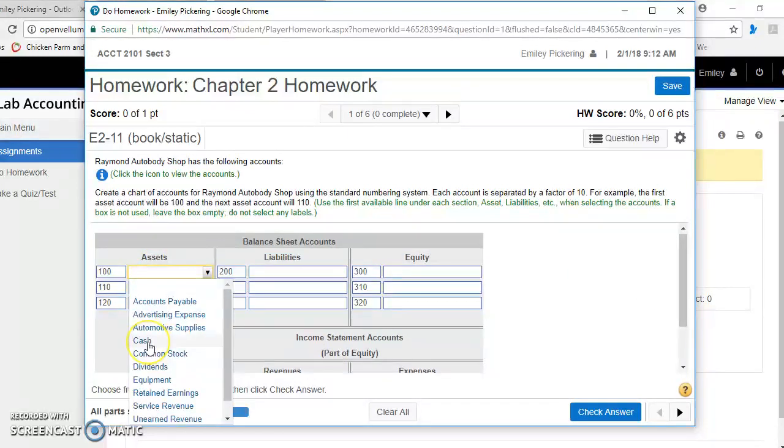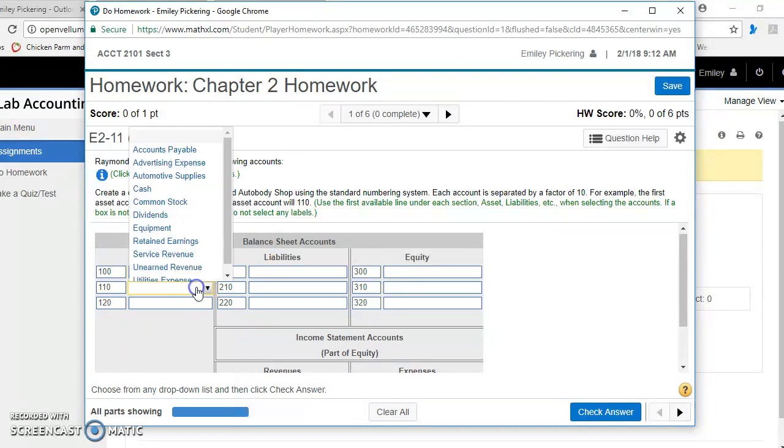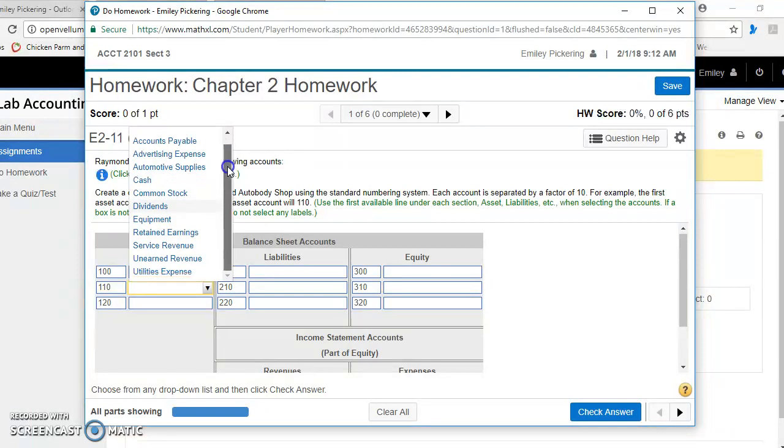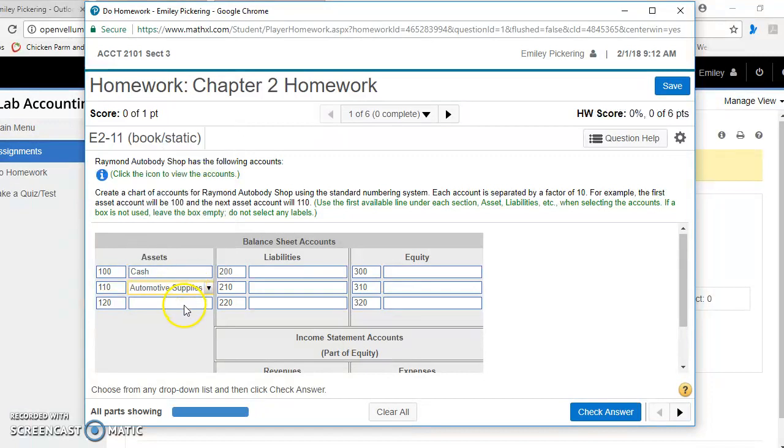Now, the first one we're going to do from most liquid to least liquid. So the easiest to turn into cash to the most difficult to turn into cash. So cash is obviously the most, it's already cash. Typically, the next one that happens is accounts receivable. We don't have an accounts receivable here. So let's take a look at what else we have for our assets. We have automotive supplies. So we'll go ahead and put that one.